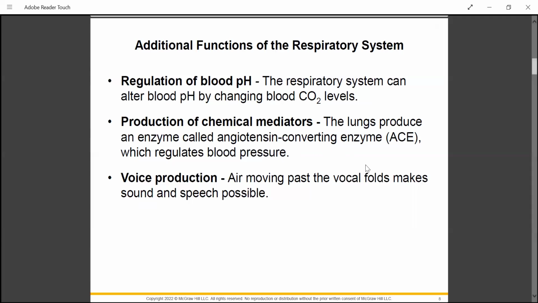Production of chemical mediators. It's part of the process of activating the enzyme angiotensin, or the hormone pathway angiotensin, which is important in regulating blood pressure. That's one of the other ones that's not quite as obvious of an example. And then voice production, of course, because air moving past our vocal cords is what actually produces sound.